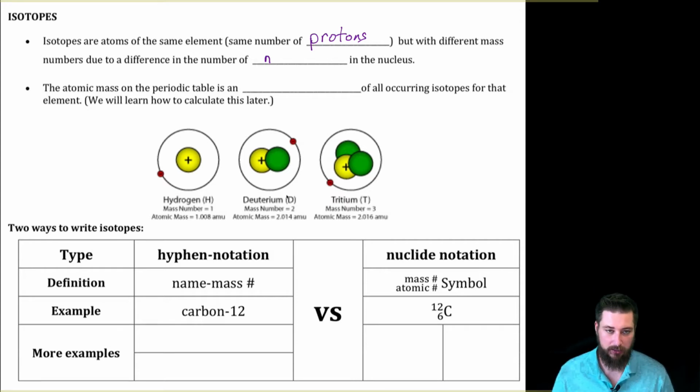Now, the atomic mass on the periodic table is an average, again it's an average, of all of the occurring isotopes for that element. And so we'll learn later on how to calculate this average.